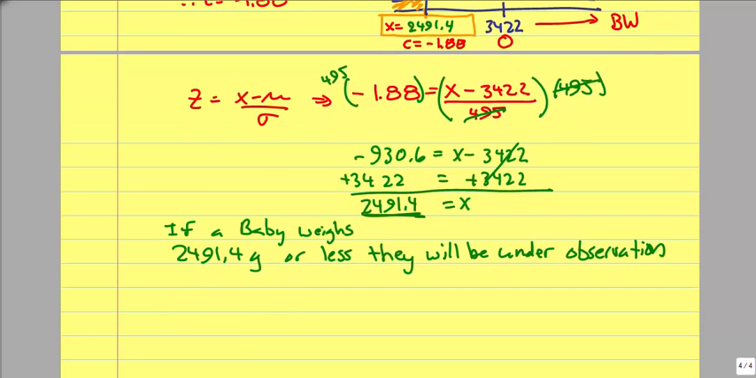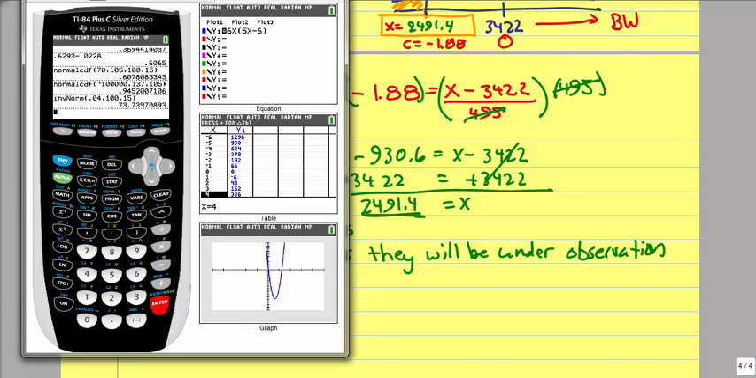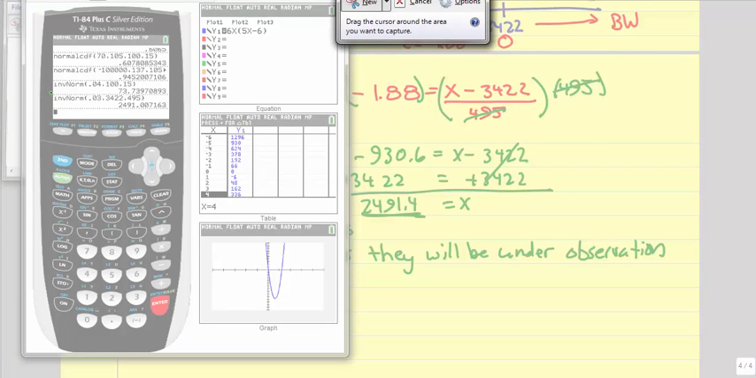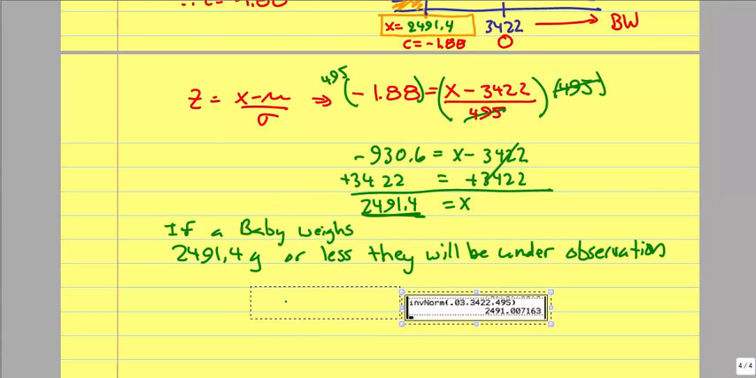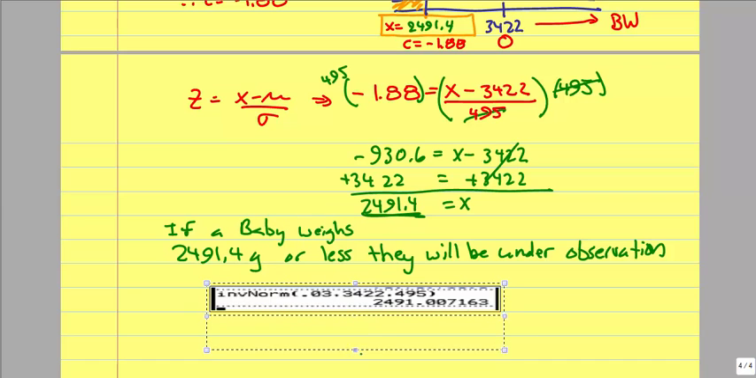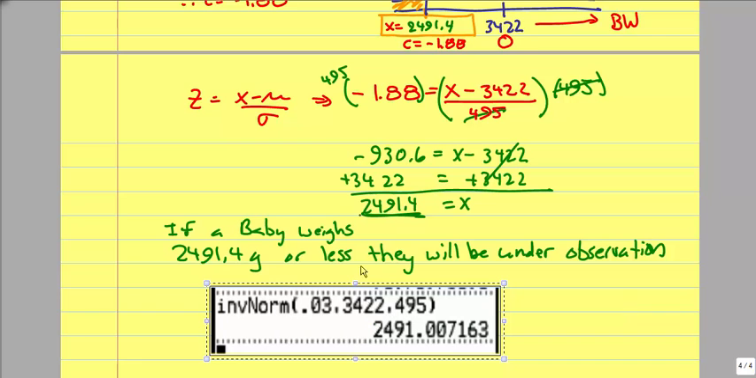observation. Let's go ahead and grab our calculator, and we'll actually see how we can do this on the calculator. Now remember, they gave me the shaded area first, so I'm going to do second DISTR and then this inverse normal. The shaded area on this one was 0.03. The mean was 3422, and the standard deviation was 495. What this is going to do is work backward and find the P03, the third percentile basically. And here that is, it's 2491.007. So that's pretty close. The normal distribution and the normal tables got pretty close to that value. So again, just be really careful that you round according to what MyMathLab says.